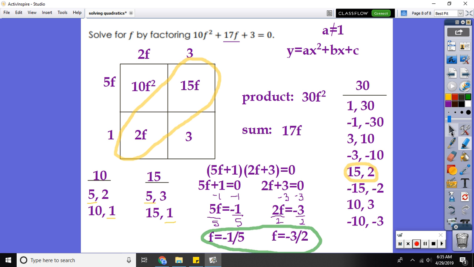And that's how you would use the box method to solve a quadratic by factoring when a does not equal 1.